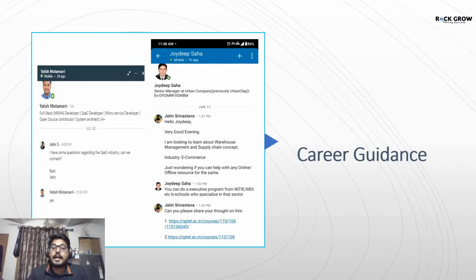Then there is career guidance. If you are in first year or second year, you can connect with professionals. For example, you are in computer science and you want to understand which programming language would be the future. Is it going to be Python? Is it going to be Java?